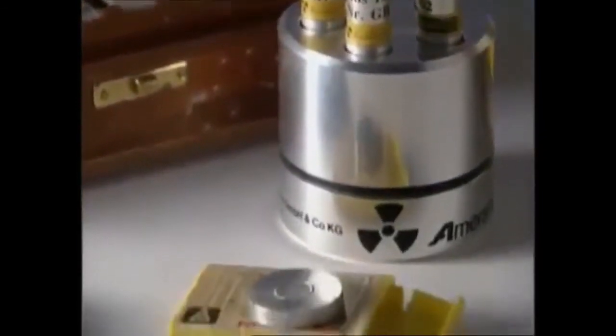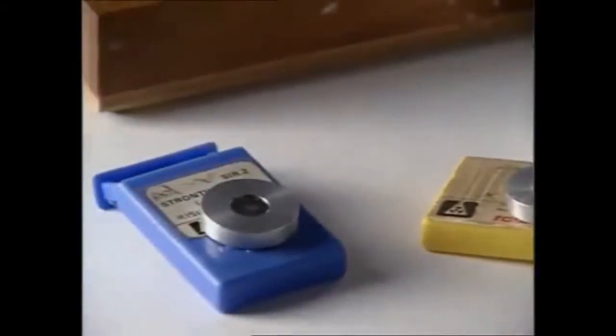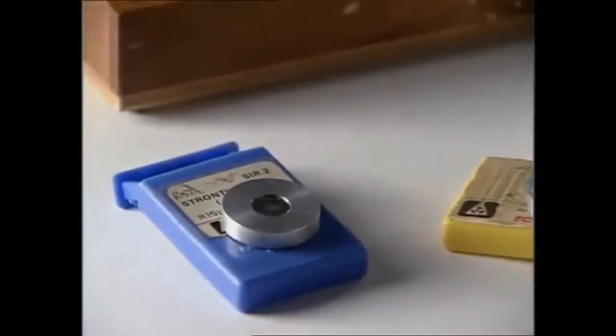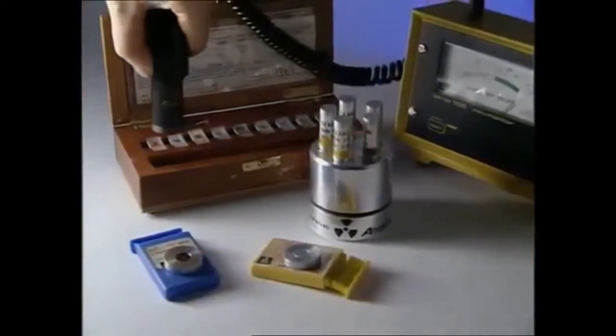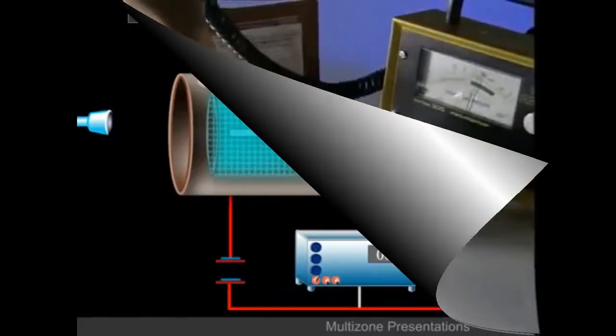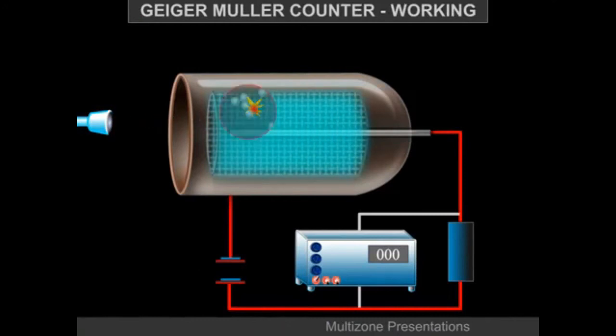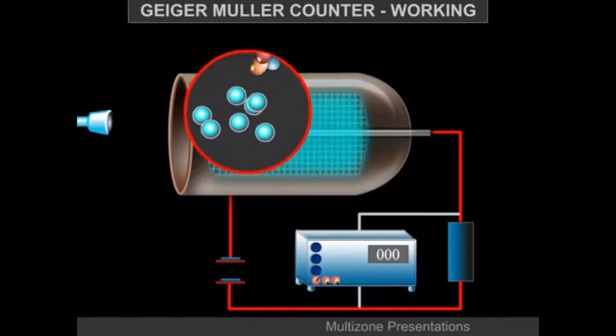Although nothing appears to be happening, all these substances are emitting nuclear radiation. It's invisible, but an easy way of detecting it is to use a Geiger-Müller tube attached to a counter. Now just a brief look at how the Geiger-Müller counter works.